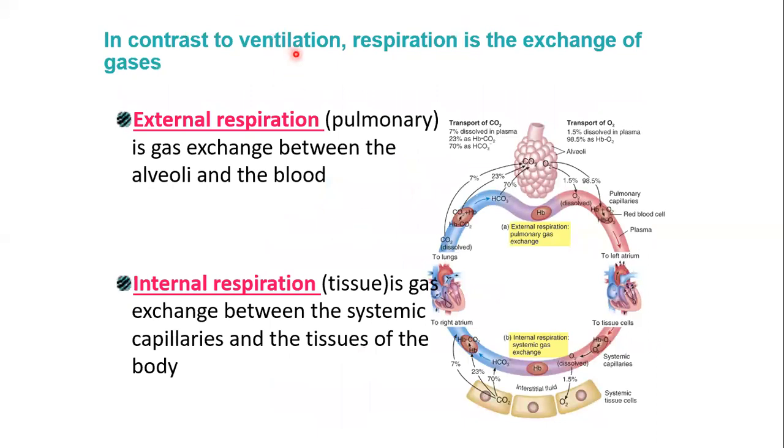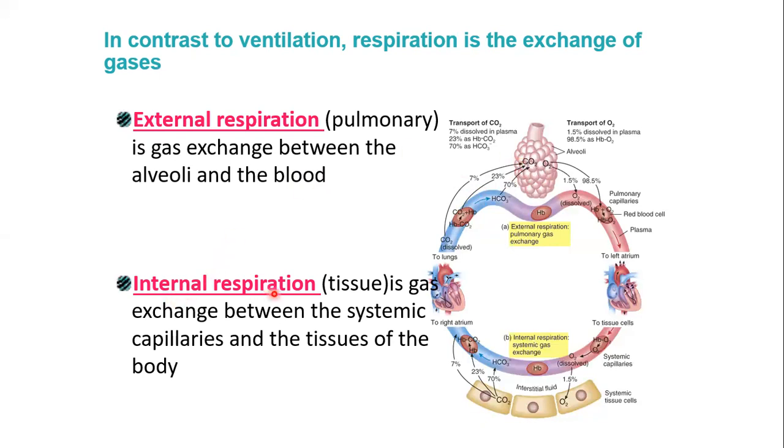In contrast to ventilation, respiration is the exchange of gases. So ventilation is all about breathing, while respiration is all about gas exchange. And we already mentioned in the first slide that we have two types of respiration. External respiration, or the pulmonary one, is a gas exchange between alveoli of the lungs and the blood. The alveoli will give oxygen to the blood and will take away carbon dioxide. This is the alveoli. It will give oxygen to the pulmonary capillaries and will take away carbon dioxide.